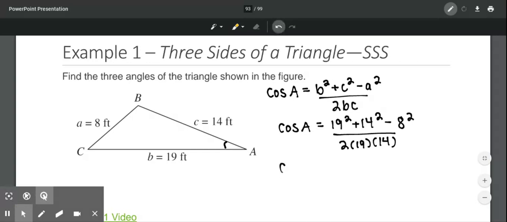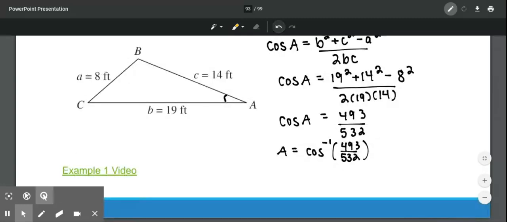So if we simplify what's in the numerator, we get 493. And 2 times 19 times 14 is 532. And so then to solve for angle A, we're going to take the inverse cosine of 493 over 532. And so we get that angle A is 22.1 degrees.